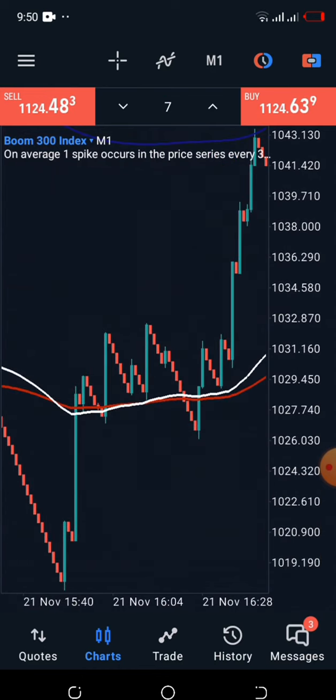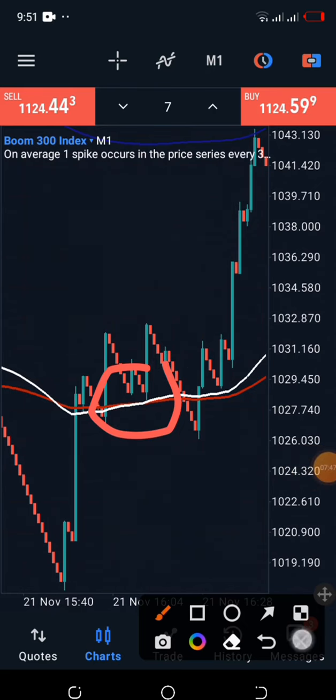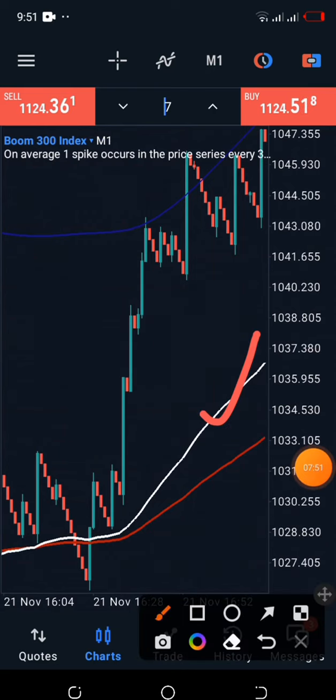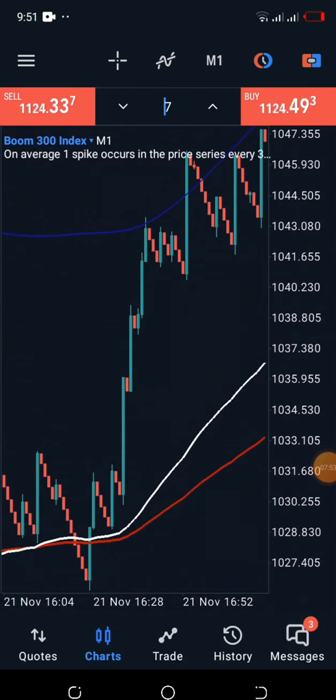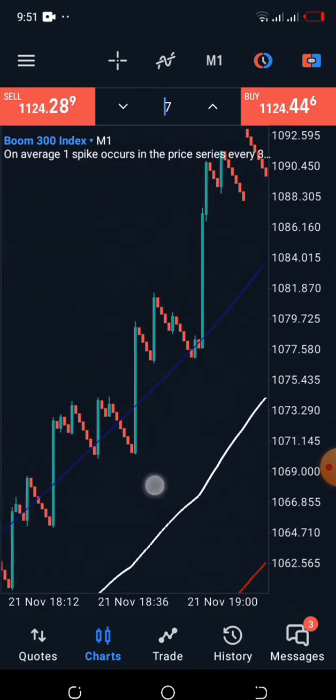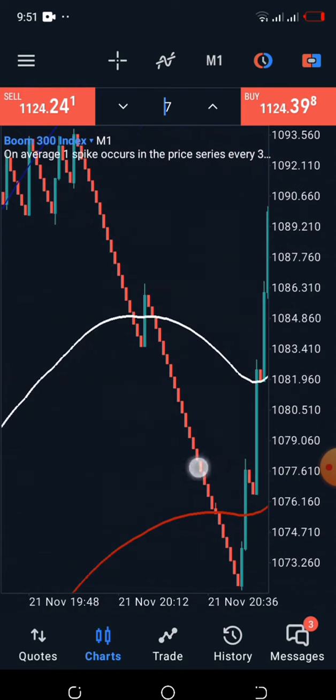Can you see? In this case, you can see here that the crossing is to the what? Upside. How will you know that the crossing is to the upside? When white is on top, and red is beneath. Do you get? So what are we waiting for? The second condition to be met. When price touches the white indicator, we enter for a buy. Look at it. What happens?